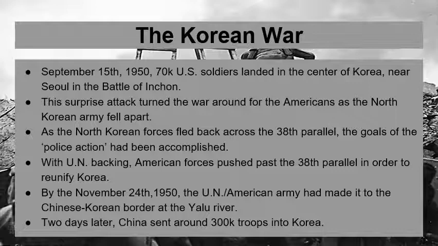By November 24th, 1950, so after just essentially a couple of months, the UN American Army had made it to the Chinese-Korean border at the Yalu River, so they managed to take the Korean peninsula. 2 days later, however, China sent around 300,000 troops into Korea. So the Chinese had warned that if they felt that their border was threatened, or if they felt that American troops were going to enter into China, that they would attack. So by coming all the way up to the border, the Chinese decided to help out their communist friends in Korea and launch this assault.